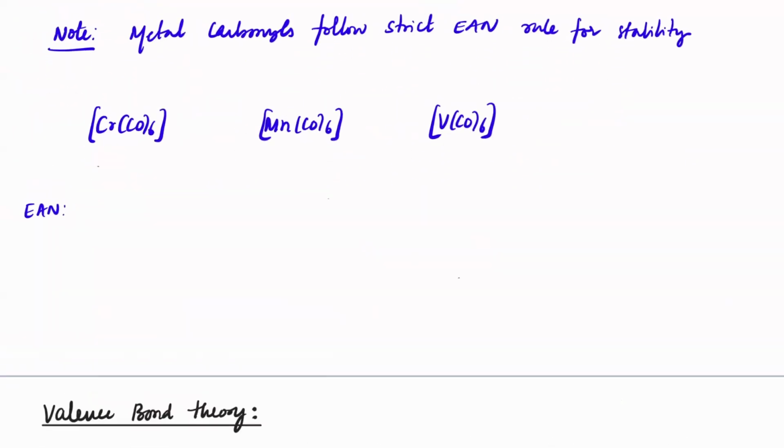Okay. Now, when it comes to metal carbonyls, although the stability based on EAN value is not valid for all the complexes, it is definitely valid for coordination complexes. Coordination complexes will be the best way to look into.